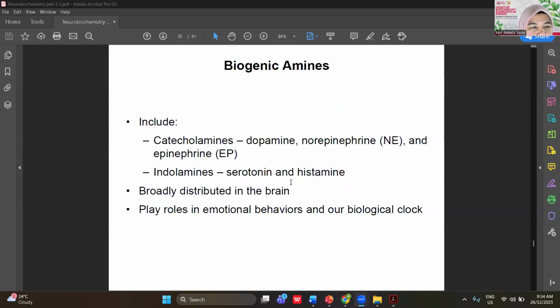This is another point, on biogenic amines. This is the elaborated explanation on biogenic amines. We know that there are two types, catecholamines and indoleamines. In terms of distribution, these biogenic amines are widely distributed in the brain, where they act as neurotransmitters that influence neural communication. Their function is mostly on emotional behaviors and the biological clock, the circadian rhythms, the sleep-wake cycle, and also daily physiological processes.